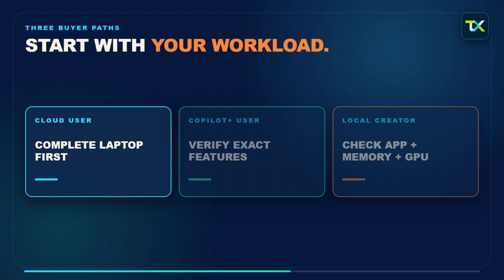Here is the practical decision tree for 3 different buyers. Most of your artificial intelligence use happens through cloud chatbots. Begin with the quality of the complete laptop, rather than the NPU number alone. CPU, memory, display, keyboard, battery, connectivity, cooling, and price still shape that browser experience. The remote model does not become faster simply because the local laptop has more NPU TOPS.